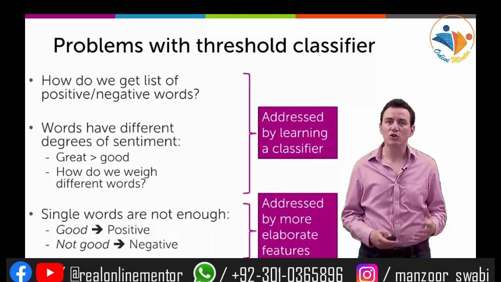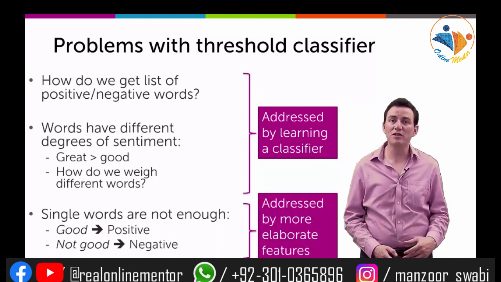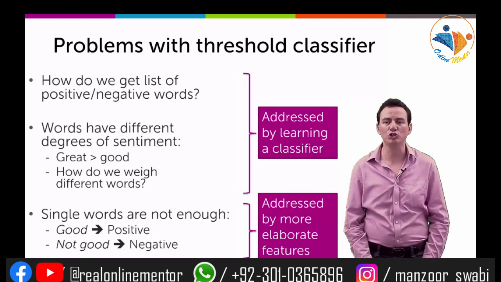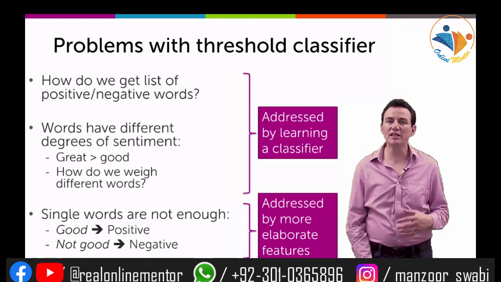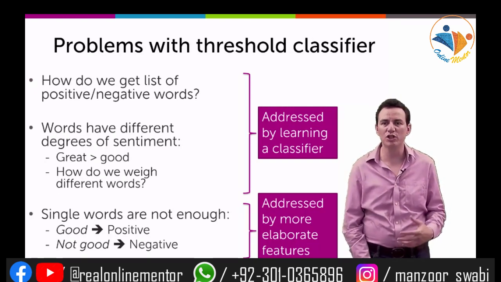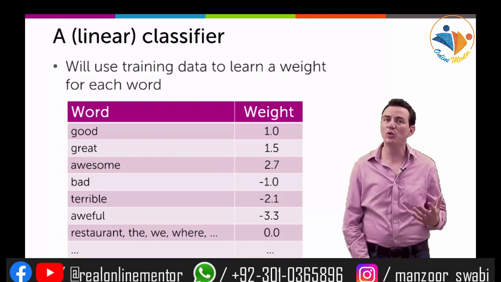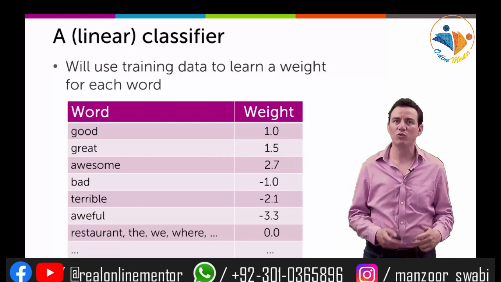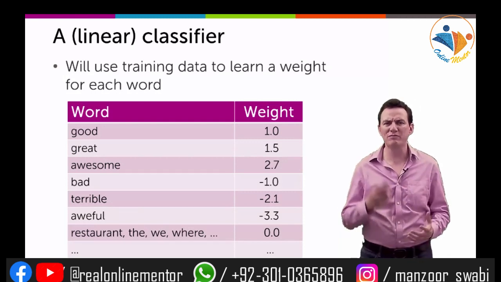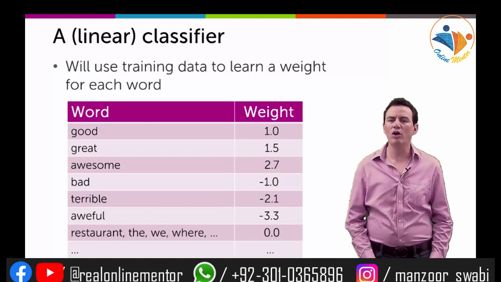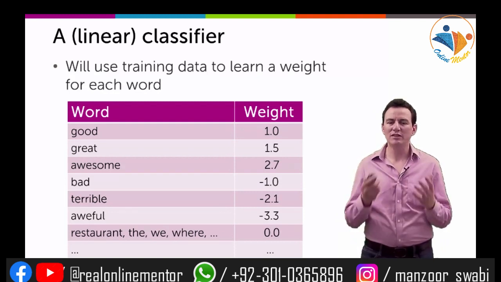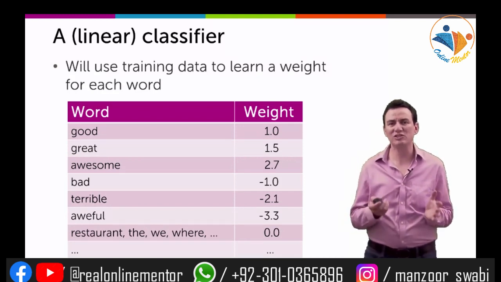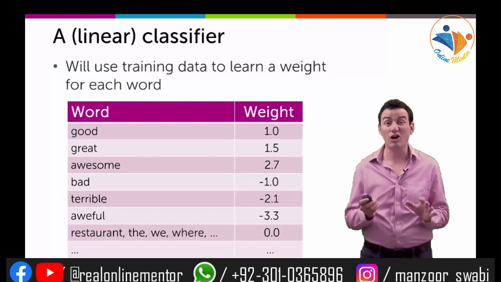The issue of good versus not good is addressed by using more complicated features than single words, and we're going to talk about it towards the end of the module. So a linear classifier, instead of having a list of positive and negative words, actually takes all the words and adds weights to them. For example, good might have a weight of 1, great might have a weight of 1.5, awesome might have a really big weight of 2.7, while bad might have a weight of negative 1, terrible might have a negative 2.1, awful might be minus 3.3, because awful is really just awful.